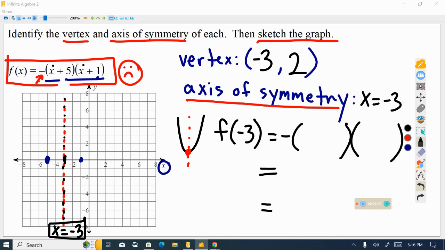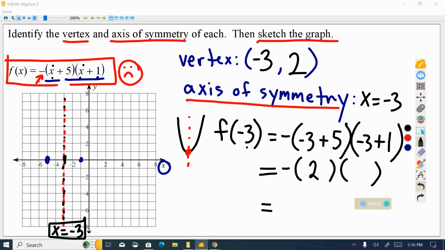Like I said, we have to plug in. We're going to copy everything else and realize the number that we're plugging in for is x. To be more technical, we're going to substitute negative 3 everywhere we see x. So that means I have to do a calculation here and put in the result. So negative 3 plus 5 makes positive 2, and negative 3 plus 1 makes negative 2. And if I do negative 2 times negative 2, that makes positive 4.